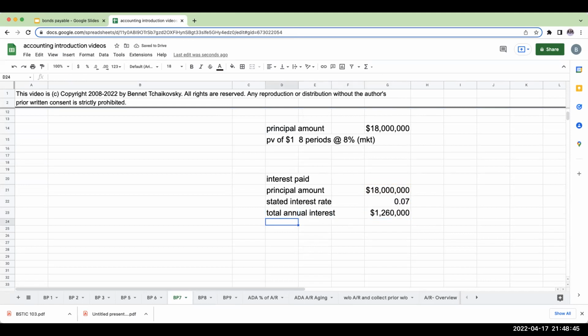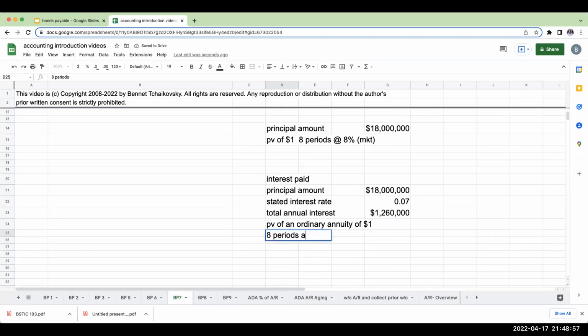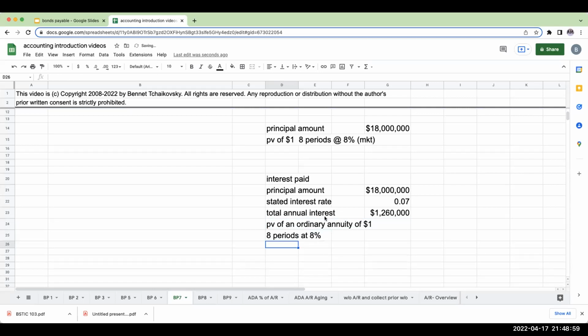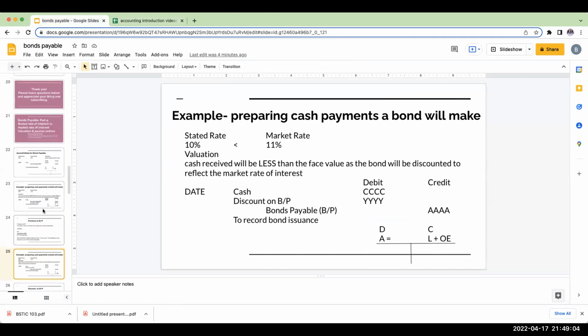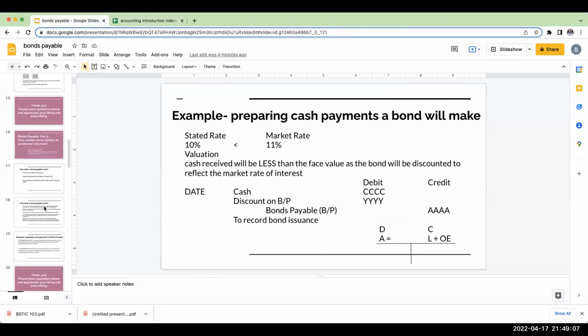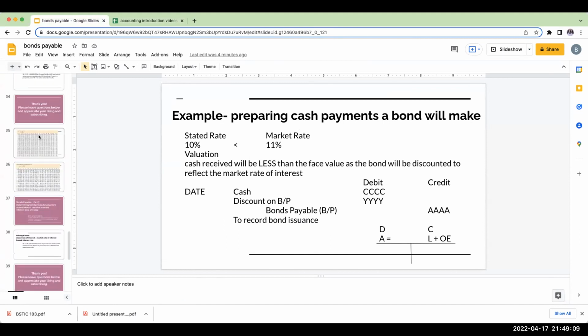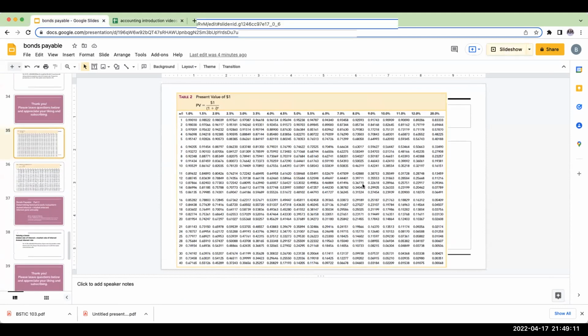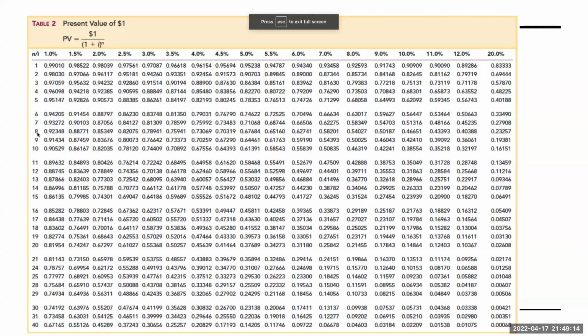Because the interest payment is going to be made every year for the next 8 years, I'm going to use the present value of an ordinary annuity of $1. This is going to be 8 periods at 8%, which is the market rate of interest. So now I'm ready to go to the tables. For the present value of $1, 8 periods at 8% is 0.54027.